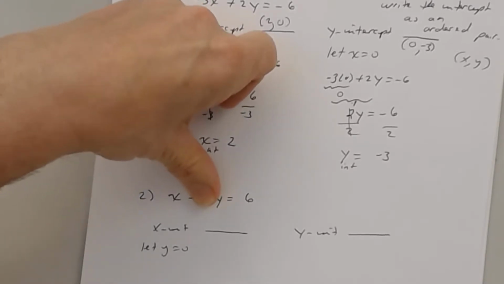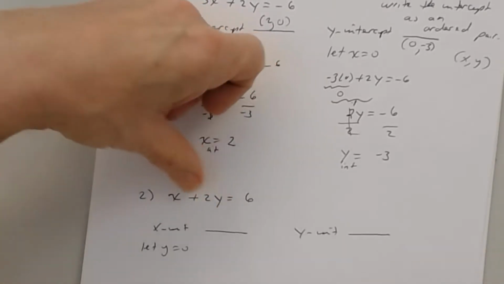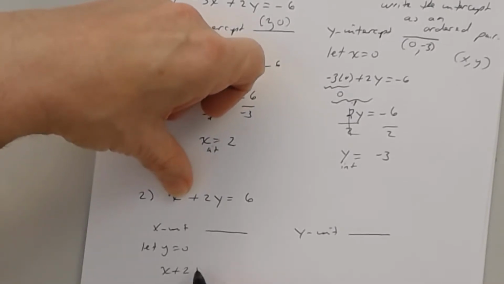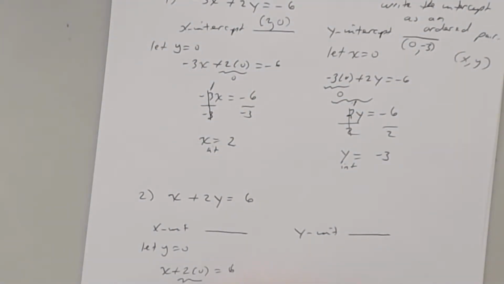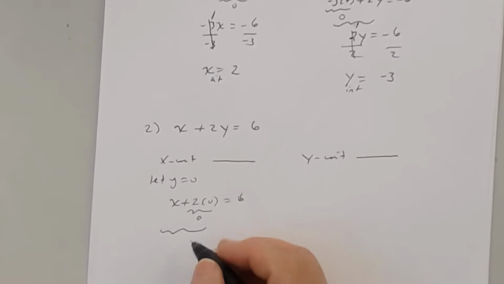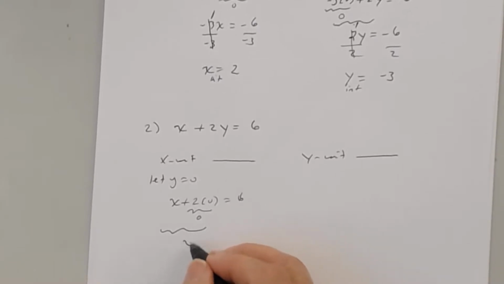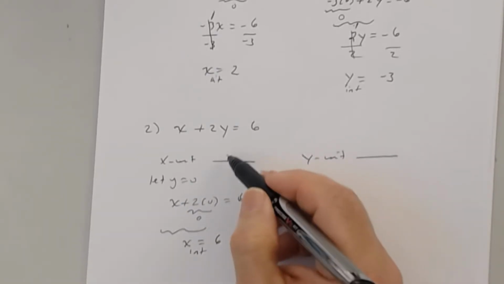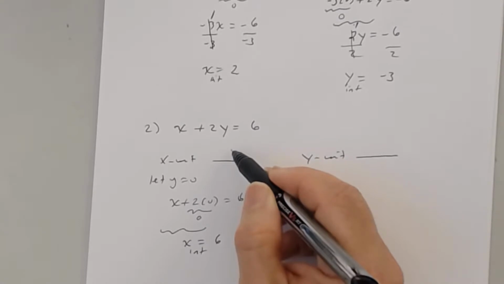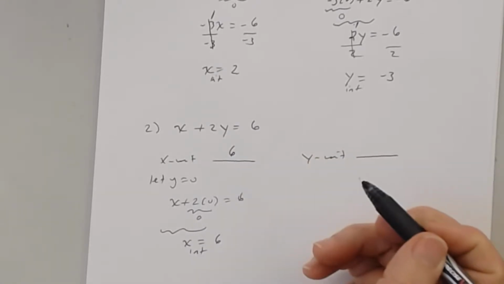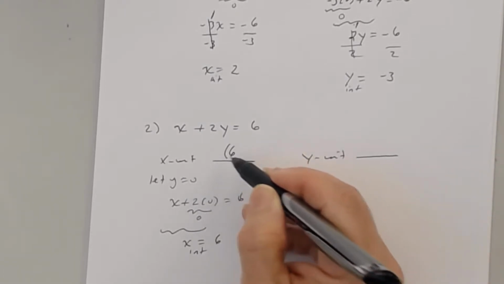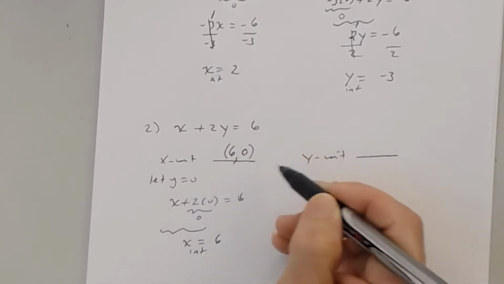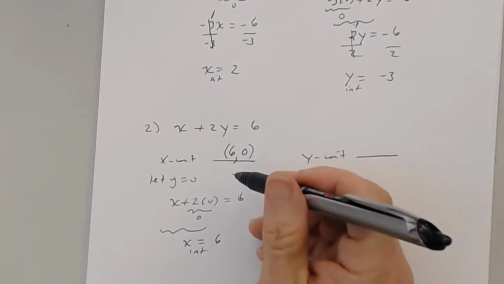X is already by itself. But if you need to write it out, you can. You'd say x plus 2 times 0 equals 6. 2 times 0 is 0. X plus 0 is what? X. So x equals 6. So that's your x-intercept. Again, if it didn't say anything about an ordered pair, then you could just say 6. But it did say an ordered pair, so you've got to say parentheses 6, comma 0. Remember, y is 0, so you put 0 in for y.